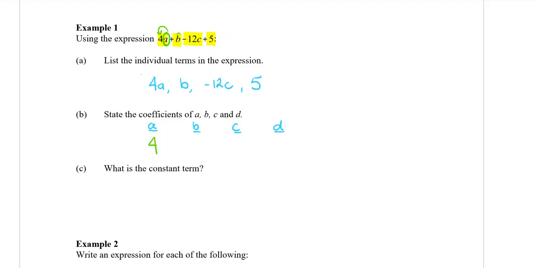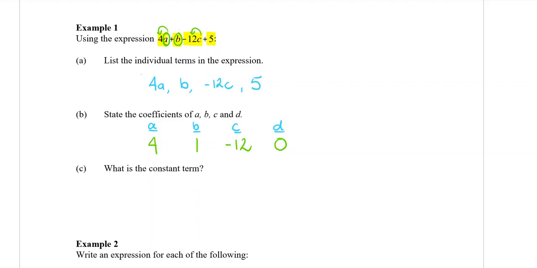The coefficient of the B, the number in front of the B, if there's no number there, it means it's a 1. The coefficient of the C is not just 12, you need to remember the minus sign, so it'll be minus 12. And the coefficient of D, well, I can't see a letter D there at all. So if the letter's not even there, that means the coefficient is a 0.